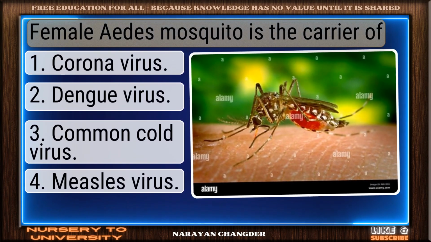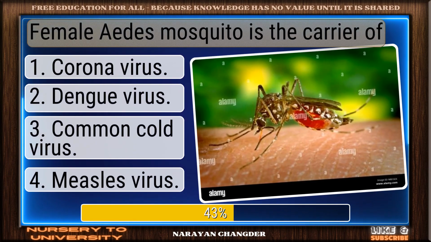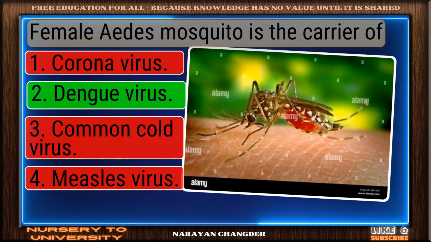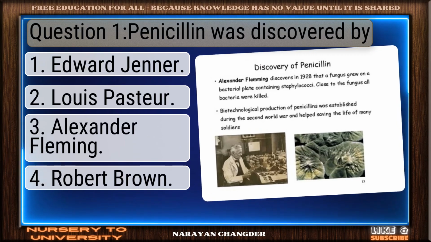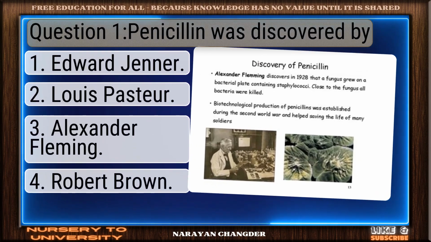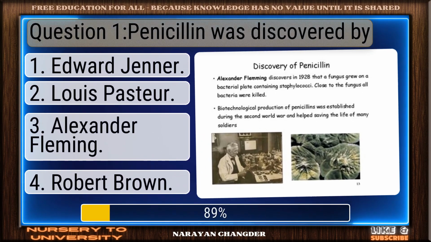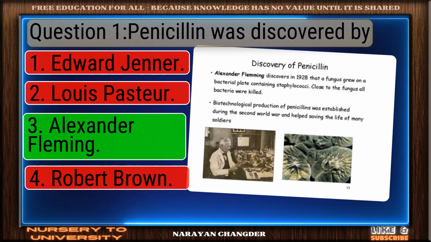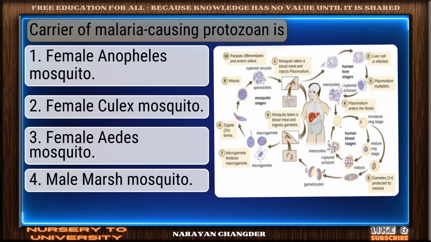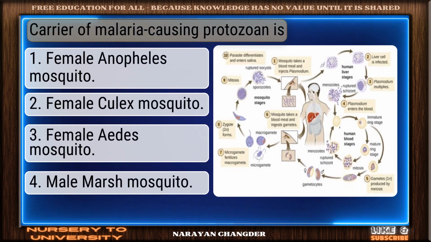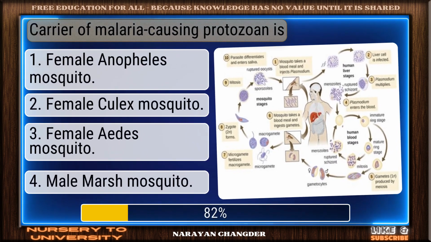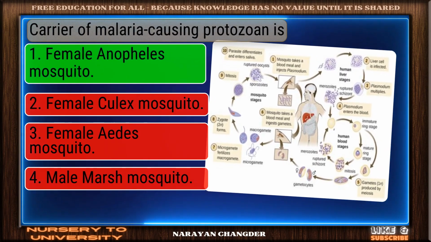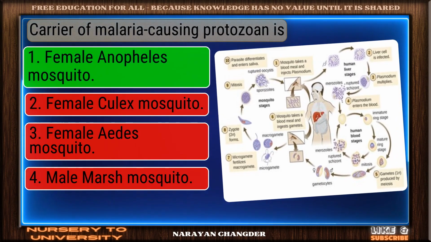Female Aedes mosquito is the carrier of. Smart move. Dengue virus is an accurate answer. Question 1. Penicillin was discovered by. Sharp thinking. Alexander Fleming is the right choice. Carrier of malaria causing protozoan is. Strong choice. Female Anopheles mosquito is the right answer.